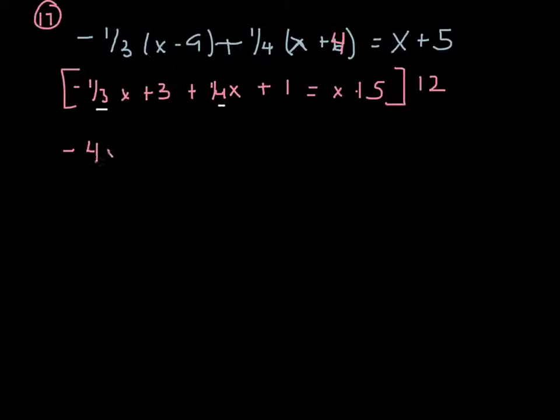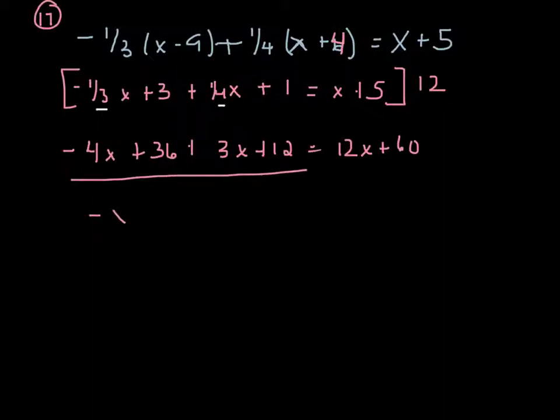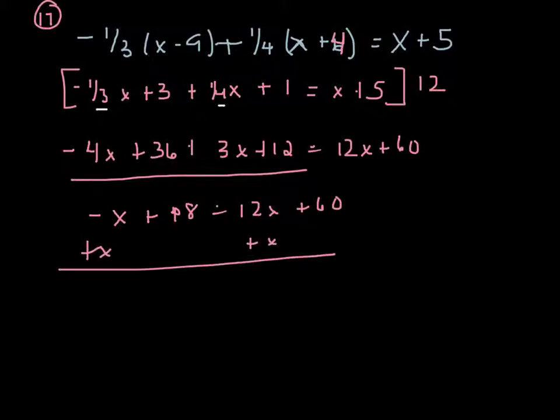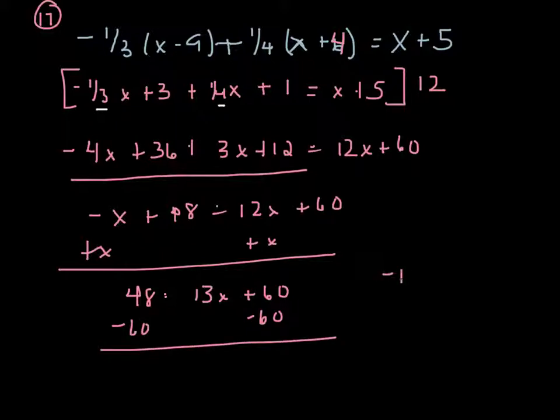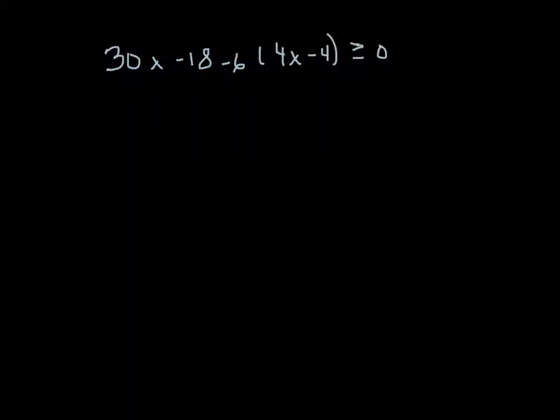So that's going to give me negative 4x plus 36 plus 3x plus 12 equals 12x plus 60. Now, on the left-hand side, combining like terms, I get negative x plus 48 equals 12x plus 60. I'm going to add an x to both sides. And then I'm going to subtract 60. And when I do that, I get negative 12 equals 13x, and then divide by 13. And x would be negative 12/13.